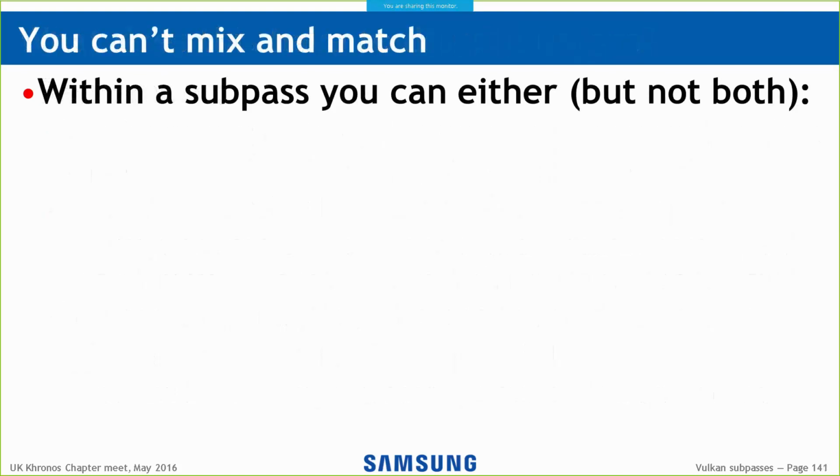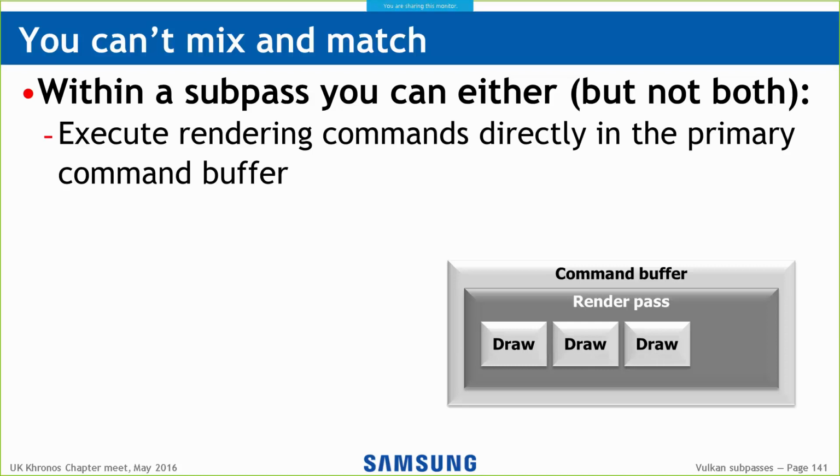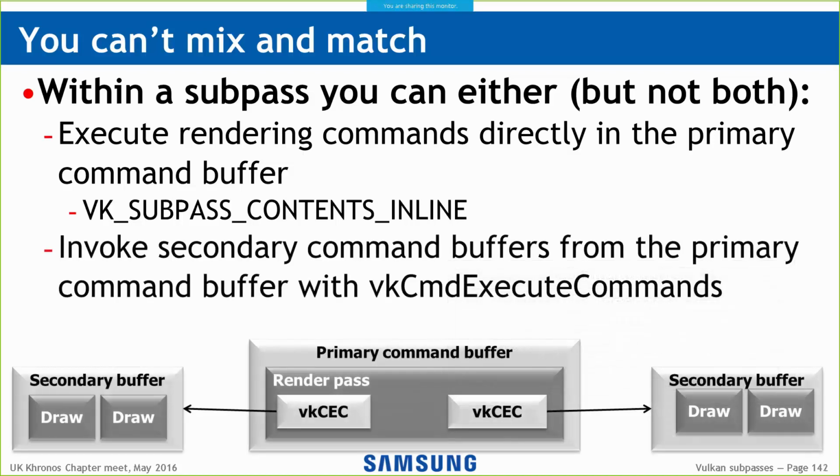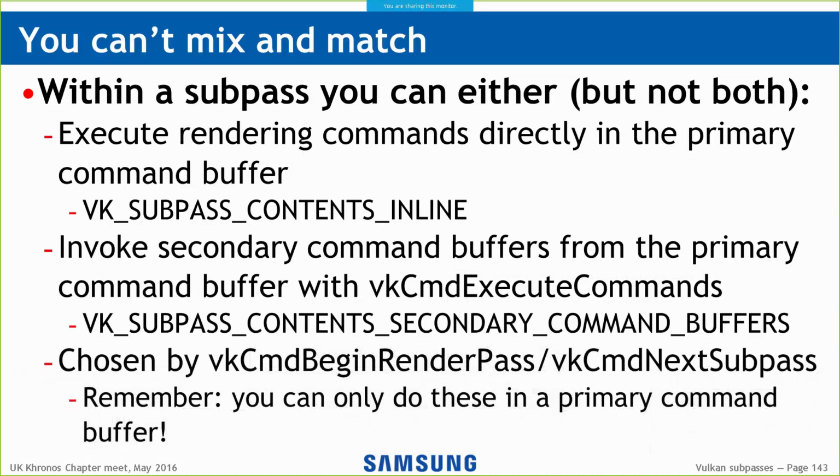One quick aside, while you're in a subpass, you can either render to stuff directly, which is in line with the example I showed earlier, or you can invoke secondary command buffers. You can't do both at once. And that's defined at the time you begin the render pass.